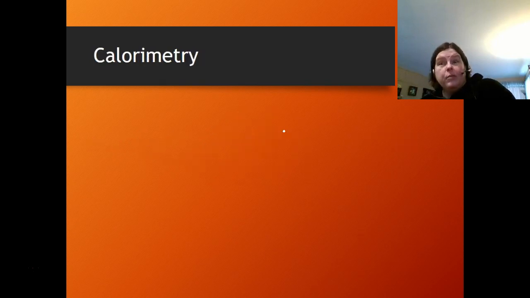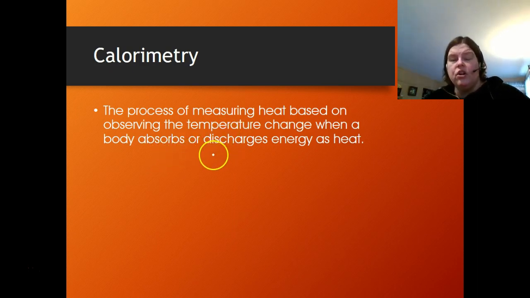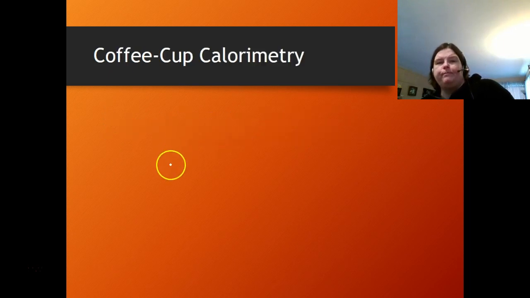So calorimetry. We've just talked about stoichiometry. Stoichiometry is always going to be the same: grams to moles, then information from moles to something else. So as you can see, we're going to use stoichiometry all the time. The process of measuring heat based upon observing the temperature change is called calorimetry. When something absorbs or discharges heat or energy, we can measure the temperature difference between two substances doing that, and that is a process called calorimetry.